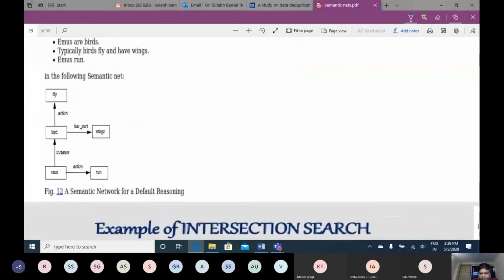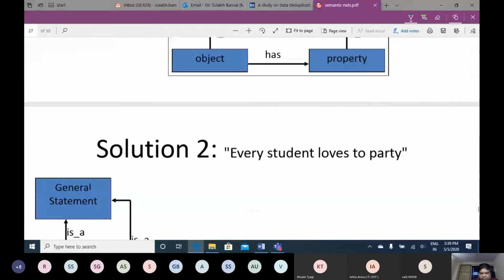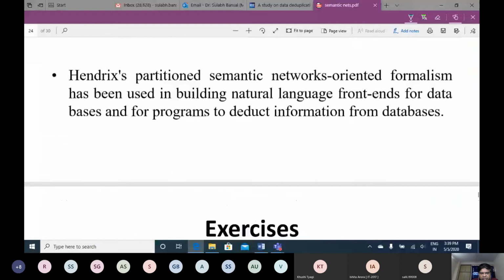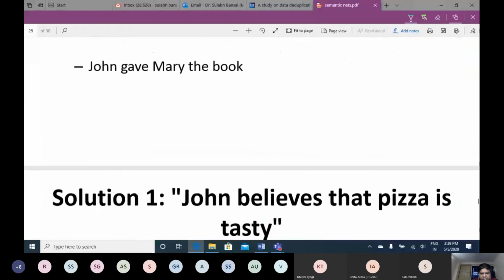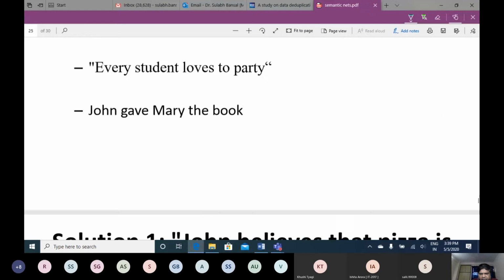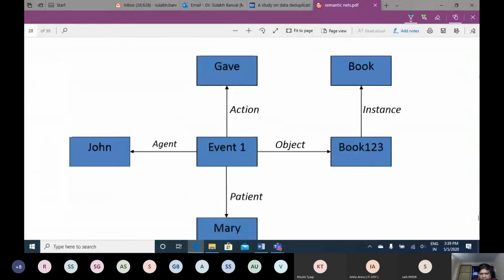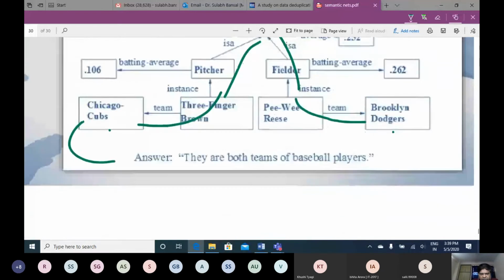So we'll stop here. I'll advise you to go through these exercises. Try to solve these questions on your own first, and then look at the answers which are given in the solution. Okay.